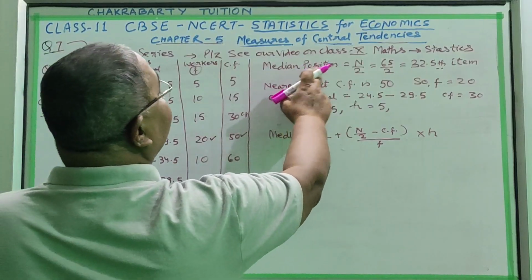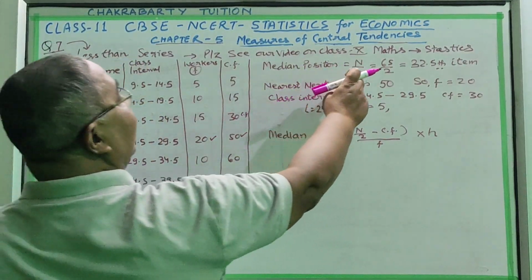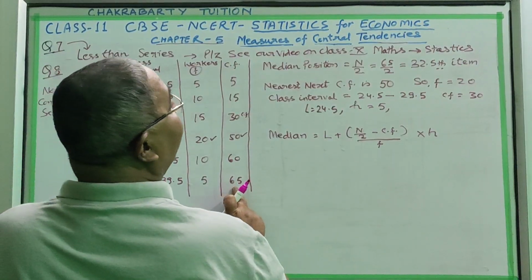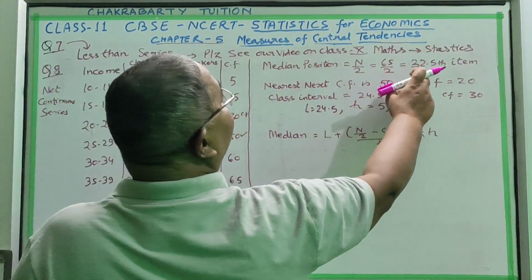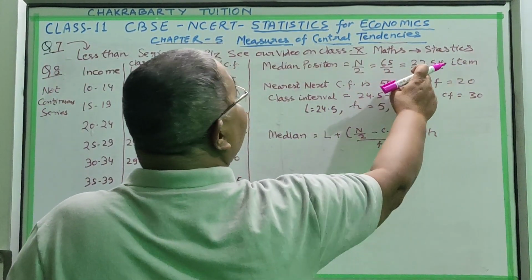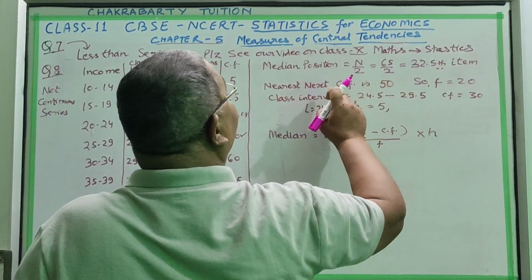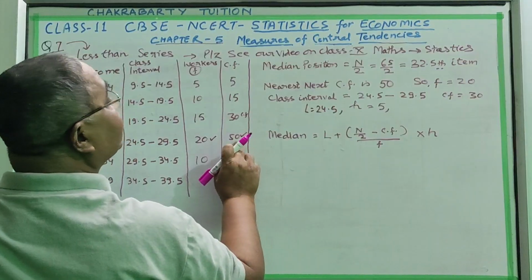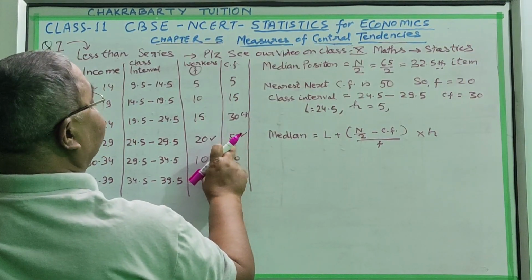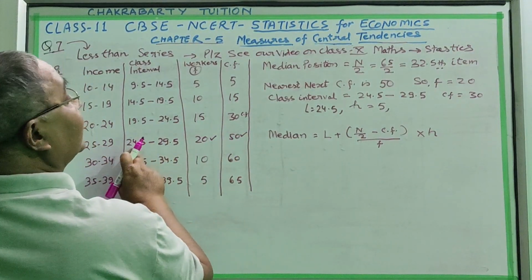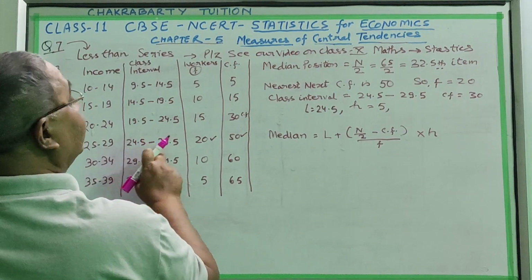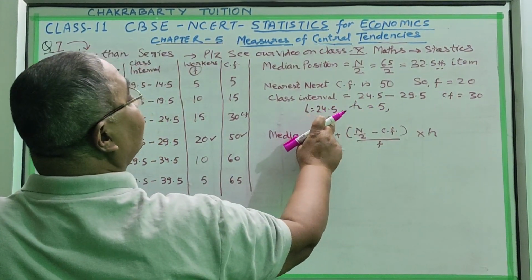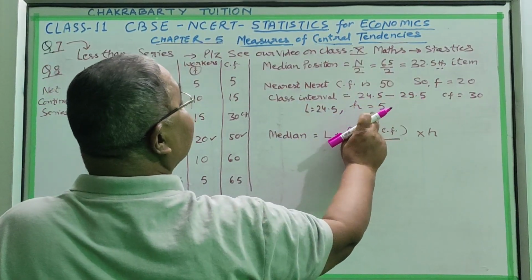Now your median position formula is n upon 2. N is 65, the cumulative total. So 65 by 2 means the 32.5th item. Now for the 32.5th item, you have to see the next nearest CF. The next nearest CF after 32.5 is 50. So your class interval will be 24.5 to 29.5. So the lower limit will be 24.5, and the difference h is 5.